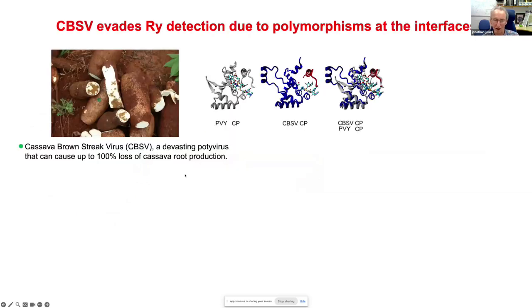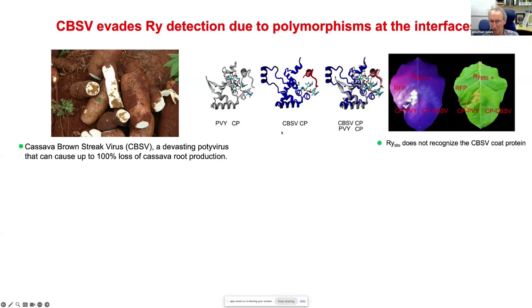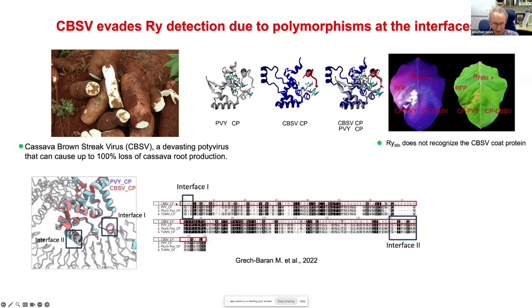which may underpin the extreme resistance conferred by Ry. What we'd really like to be able to do is to understand recognition well enough that we could extend its recognition to other viruses. So cassava brown streak virus is not detected by Ry, even though it's got a rather similar coat protein structure, although this is predicted, this is determined. And if you look at the polymorphisms between cassava brown streak virus, which is not recognized, and PVY, plum pox, and turnip mosaic that are recognized, we can see that there are a lot of polymorphisms in that interface.